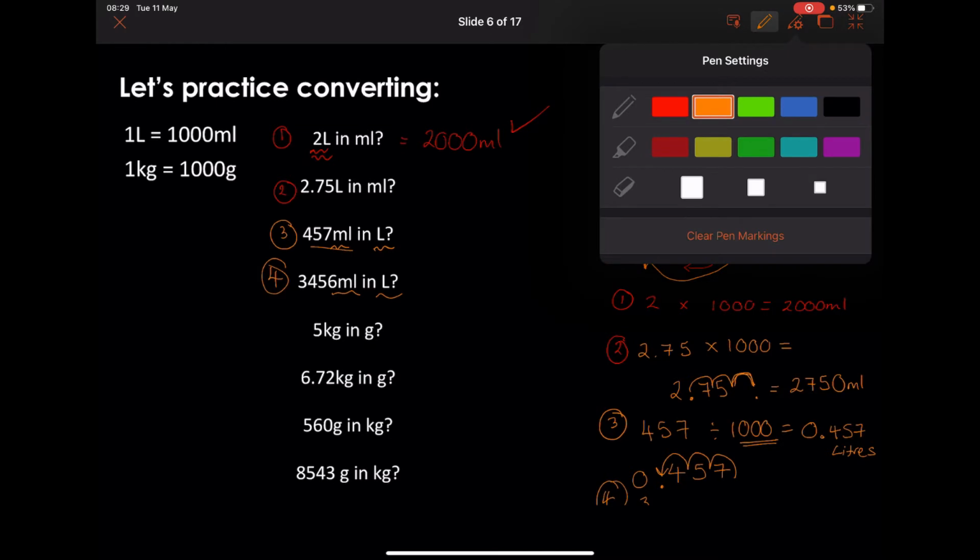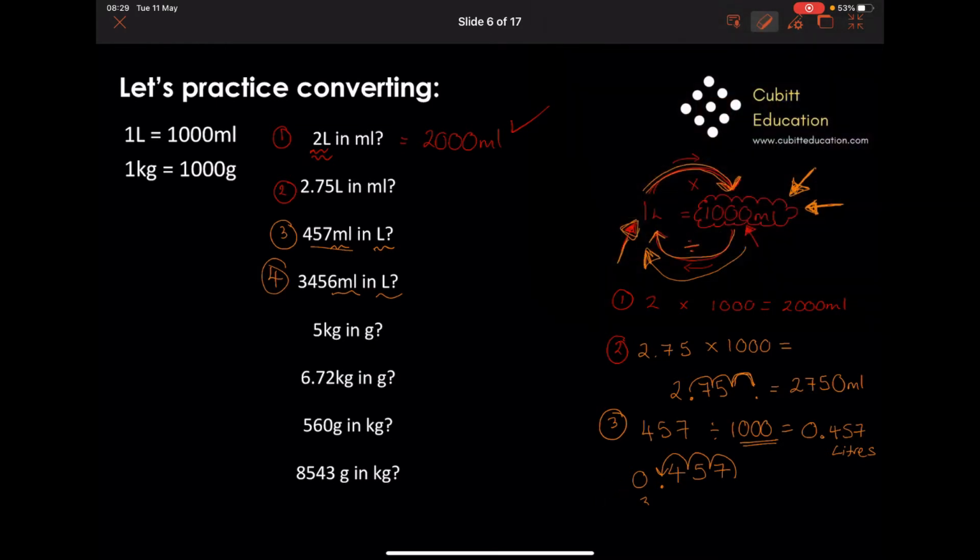Oops, I can't fit it on. Let me do it up here. We're going to take our 3,456 and we're going to divide by 1,000.